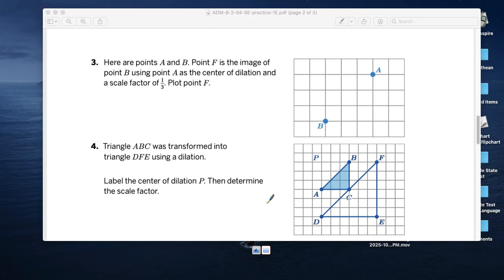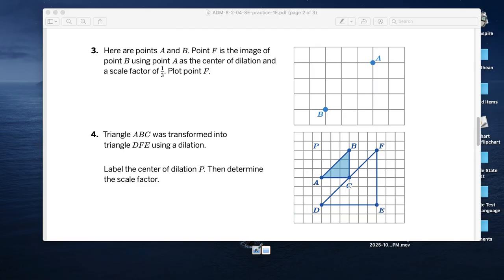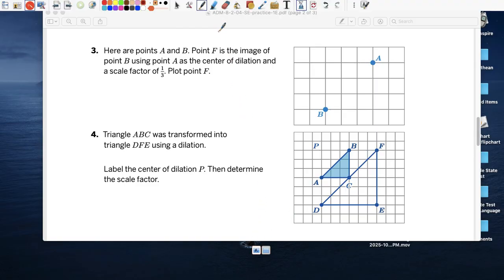All right, let's go to 3. Here are points A and B. F is the image of point B using A as a center of dilation. So you have to understand that this is the center of dilation. And here's the distance. So remember, we used the example Daniel, Dylan. So here's Daniel, and I asked Dylan to stand right here. And point F, right? Where do I put point F? Point F is going to be 1/3 of that distance. So point F is going to be somewhere around here, which is 1/3. But I'm going to be a little bit more precise. Okay, but it's going to be on that line, right?